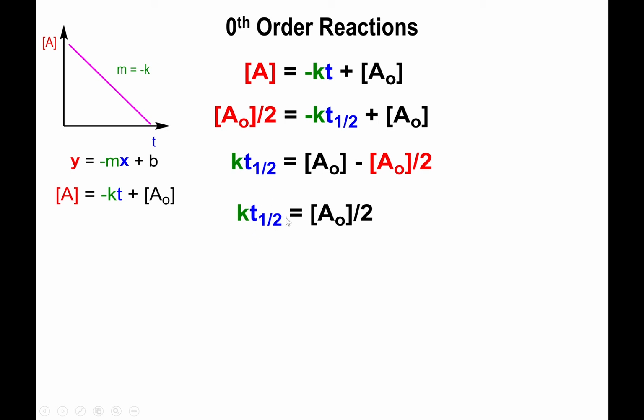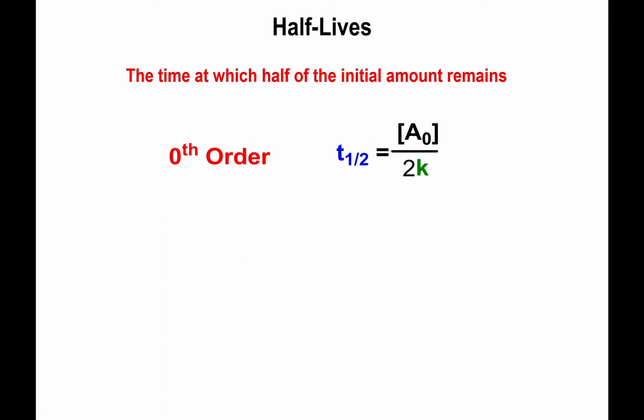And if you divide both sides by K, this gives you the expression for the half-life of a zeroth order reaction. Simply stated, the half-life of a zeroth order reaction is the initial concentration divided by twice the value of the rate constant. Okay, so that's the expression for the half-life of a zeroth order reaction.